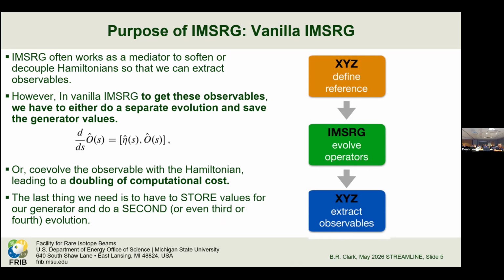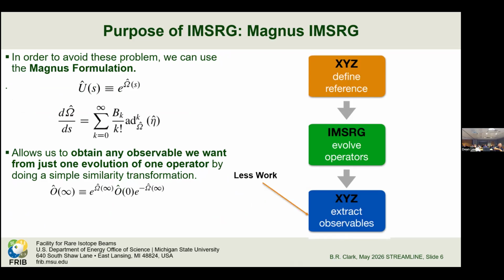And so instead of doing that with what's called the direct flow version of IMSRG, you can use the Magnus formulation of IMSRG, where it basically assumes a form of your unitary transformation. It was just implied before in the differential equations. But with Magnus, you assume that it has some form, which is e to the omega. And now you're solving this differential equation here for omega.